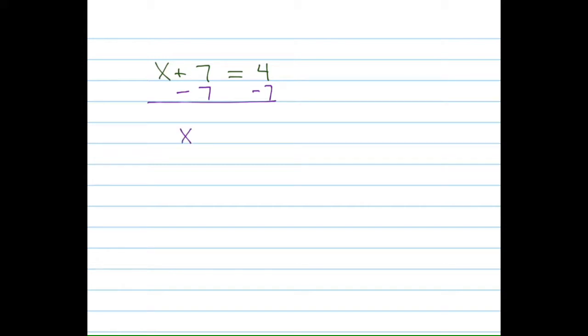So we're left with x on the left. What do we have on the right? A negative 3. Ooh. So we believe that negative 3 will be the solution to that equation.